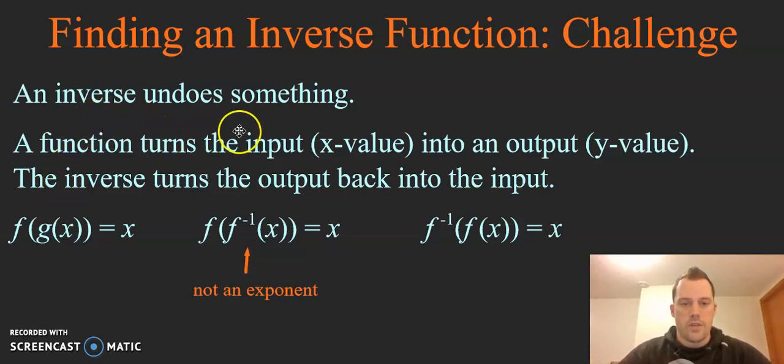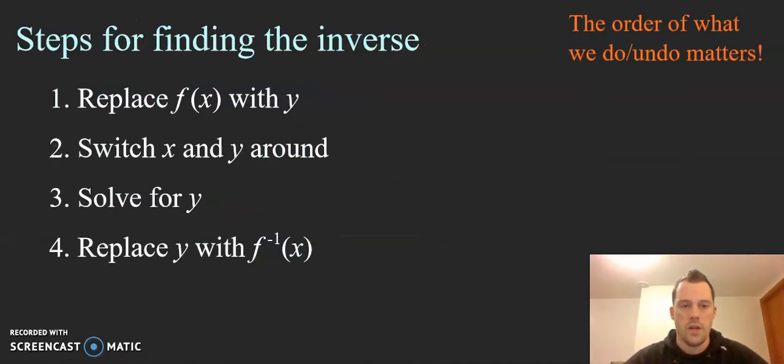And if we input some value into our function and that output gets put into our inverse, we should get the original input as our final answer, right? So these are our steps in finding an inverse. We replace f of x with y, so we're just dealing with x and y. Switch x and y around in our equation, solve for y, and then rewrite it with the inverse function notation.